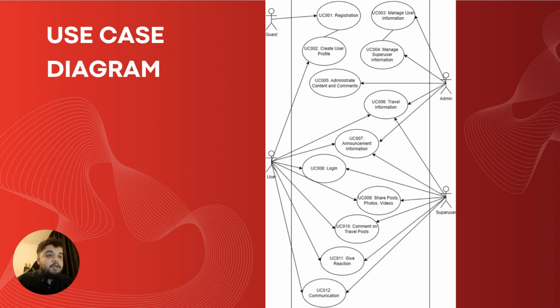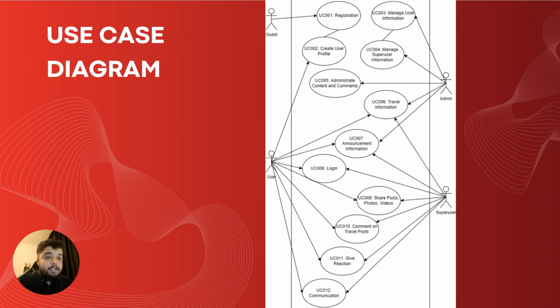And we have the sixth one, travel information, where the admin, super user, and user can all see the newest things that have been posted by the user and super user, all the information. And we have announcement information. In the announcement information, only the super user has the ability to create a new announcement. On the other hand, users can only view it and react to it or give a comment. And the admin has the ability to delete the announcement.